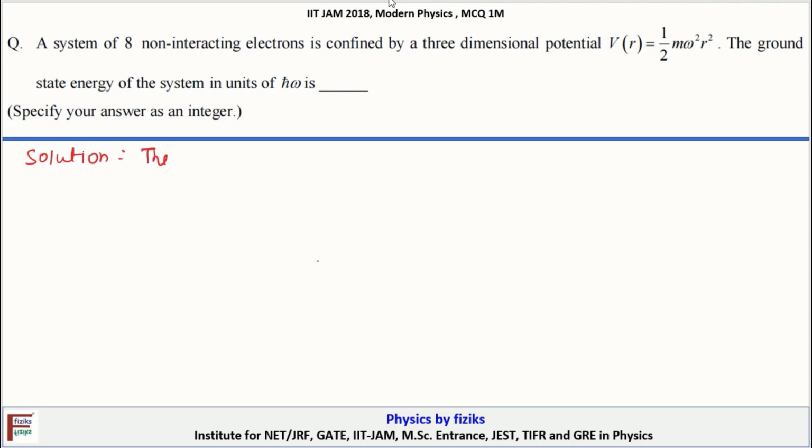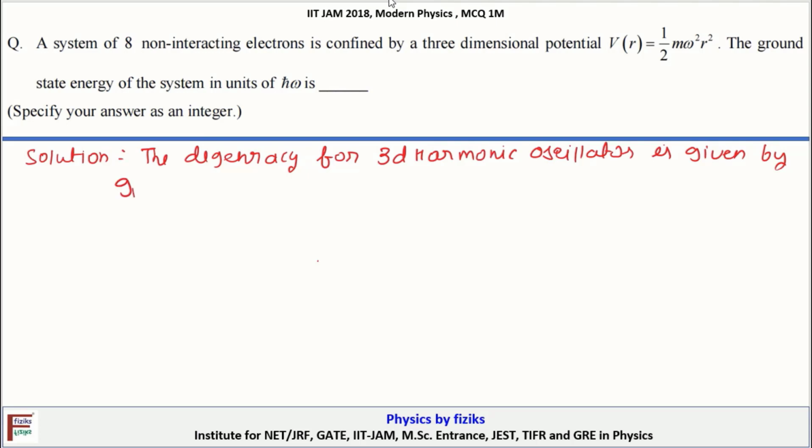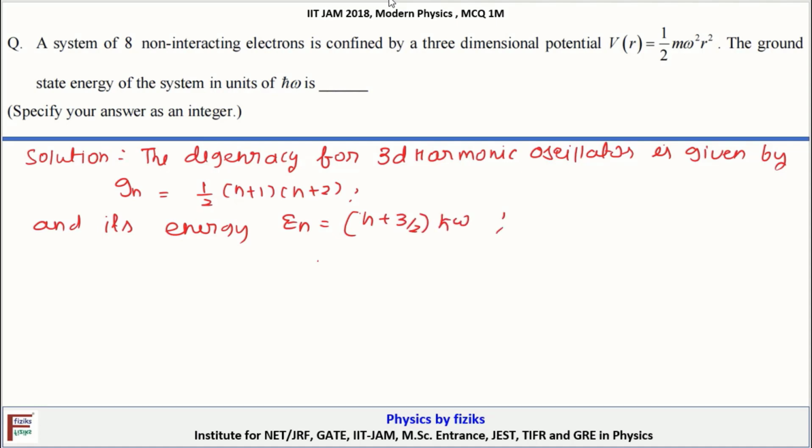The degeneracy for 3D harmonic oscillator is given by Gn is equals to 1 by 2 n plus 1 into n plus 2, and its energy En is equals to n plus 3 by 2 h cross omega, where n is equals to nx plus ny plus nz.